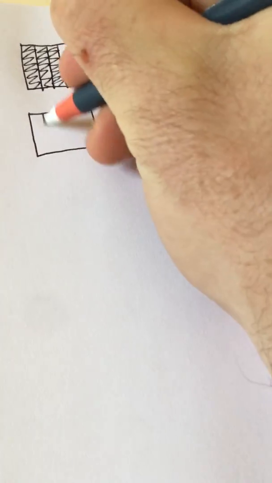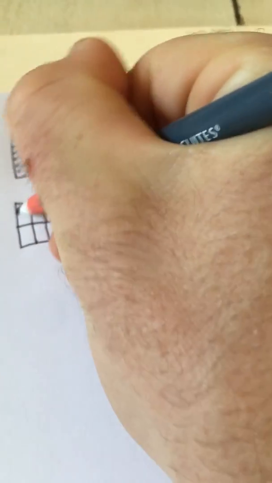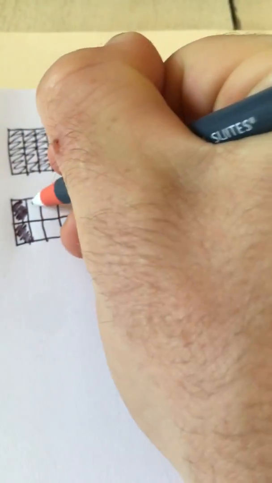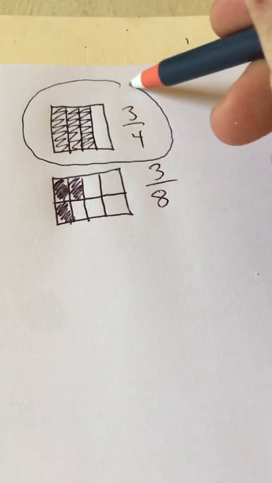3/8 is going to be the same size whole, but cut into 8 pieces. 3 of those, each piece, if it's an 1/8, is much smaller because it's the same size whole cut into more pieces. So there's 3/8. So it's obvious that 3/4 is a lot bigger.